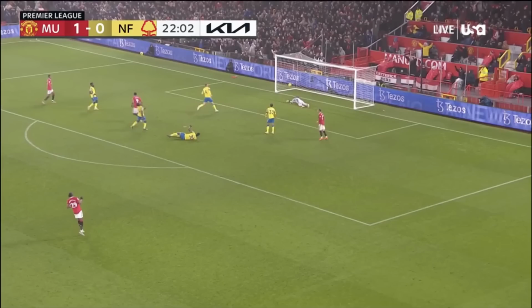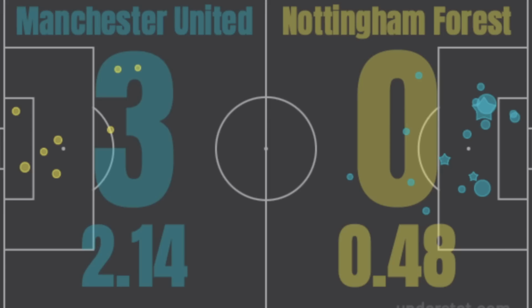And after the second goal went in, United had full control of the game, and we can see this clearly from the xG chart, as United ended the game with an xG of 2.14, with Nottingham Forest recording just 0.48, showing just how dominant United were, and it all stemmed from Ten Hag's possession system.